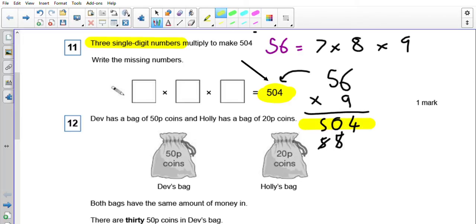The key in that one is spotting early on that you're going to need to use large numbers because the total is so high, and then also using kind of a range of estimation to have a go at that one.